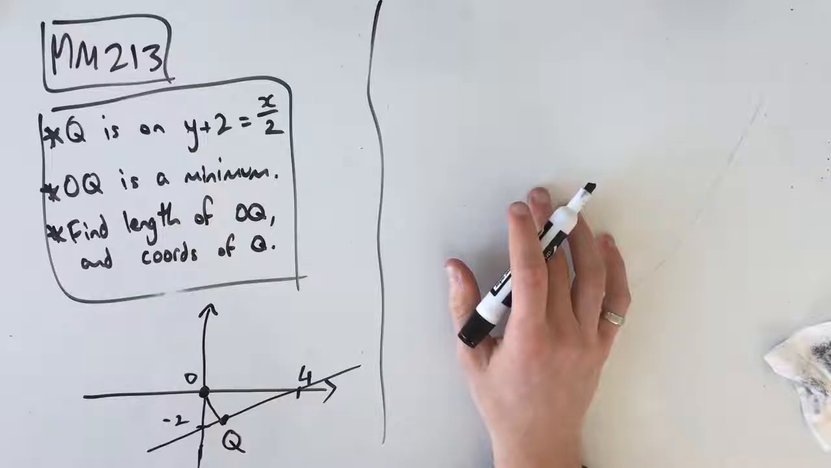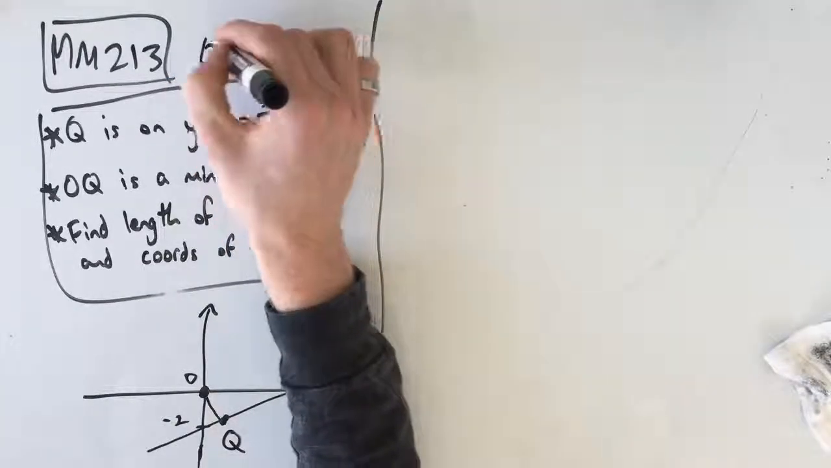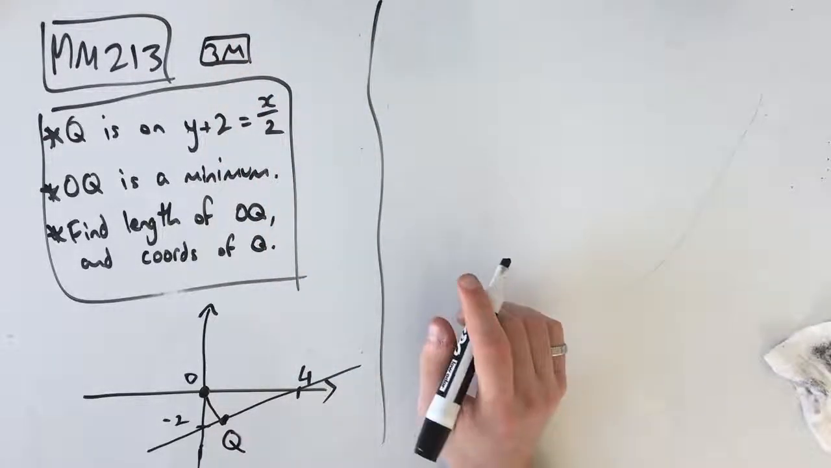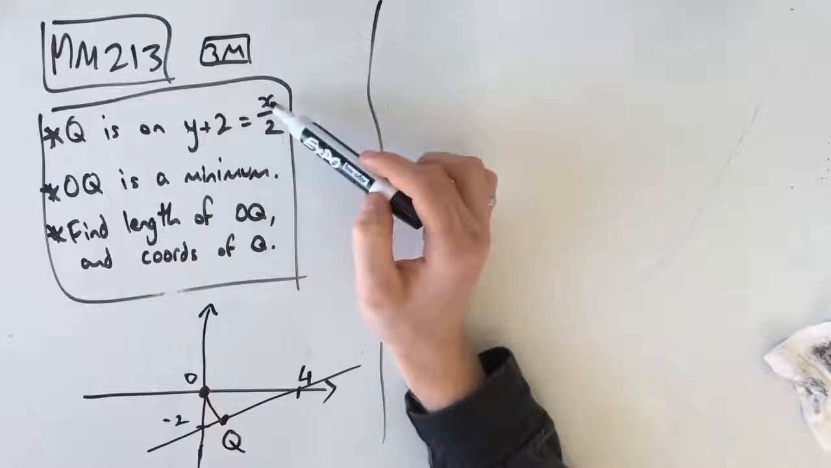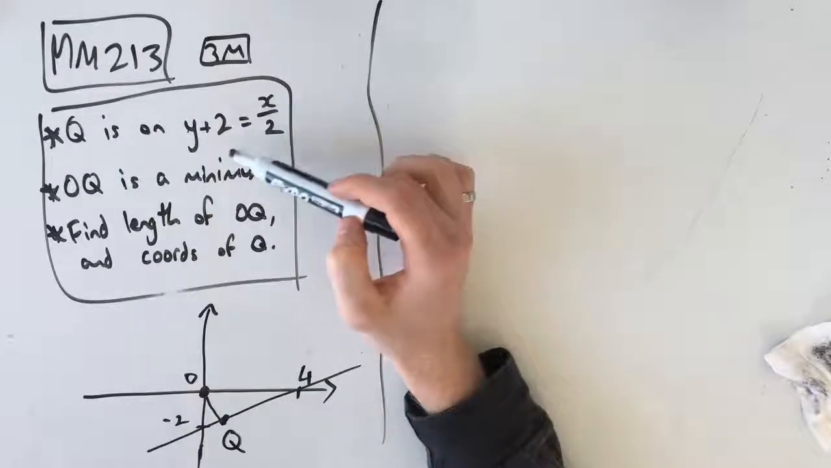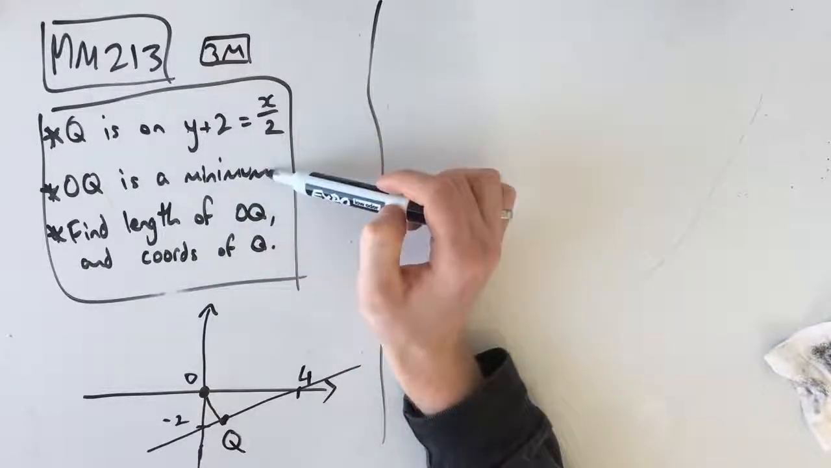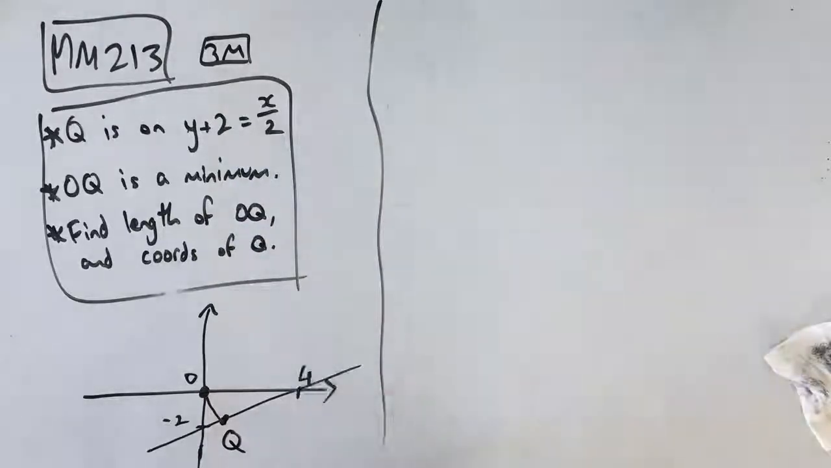So we've got this question, first off, we know that it's worth 3 marks, and we cannot use our calculator, alright? So that's a pretty important part of this question. So we know that Q is a point on the line y plus 2 equals x on 2, such that the length of OQ, the line segment from the origin O to Q, is a minimum, right? And we need to find this minimum length and the coordinates of Q, right?